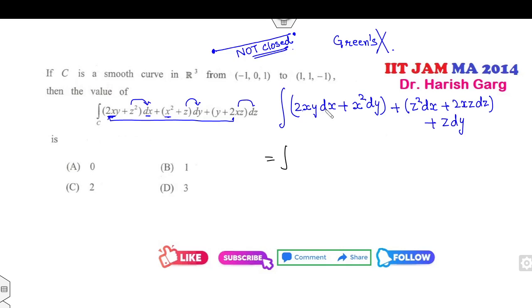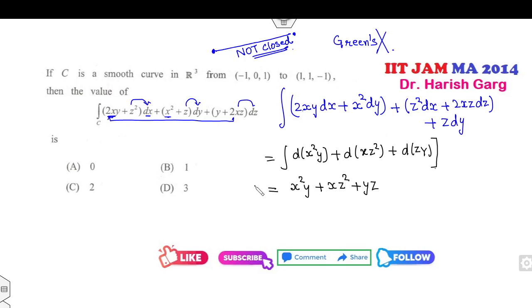Now clearly, I can write the first part as x square y, because if you take the derivative, 2xy into dx. And for the next, can you write the derivative of this? It is x z square, and for this case you can write the derivative is zy. Is it okay? Fine. Now it's an integration, so the derivative will be cancelled. So x square y plus x z square plus y z. This is my phi.